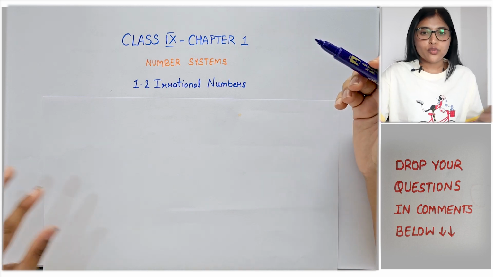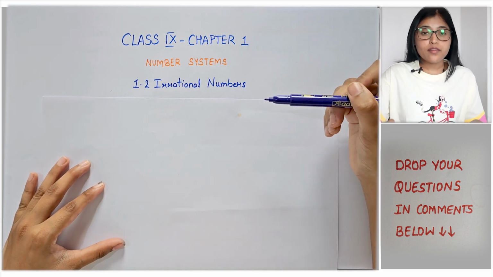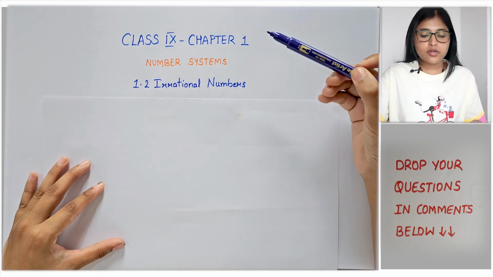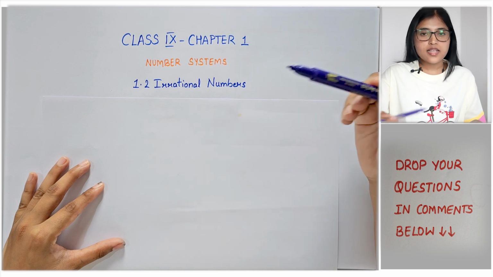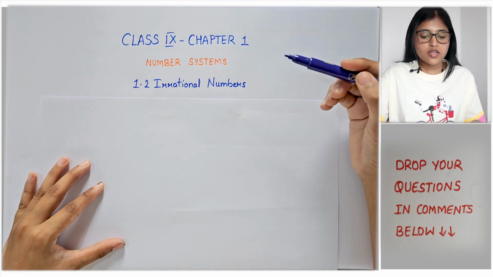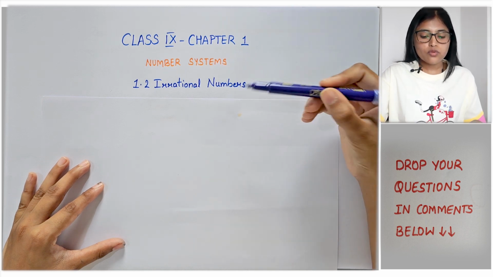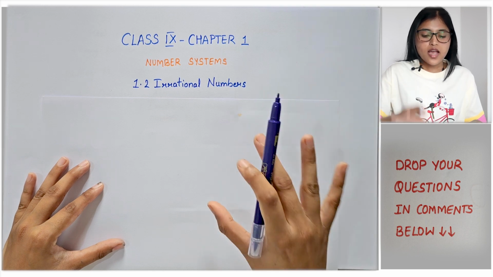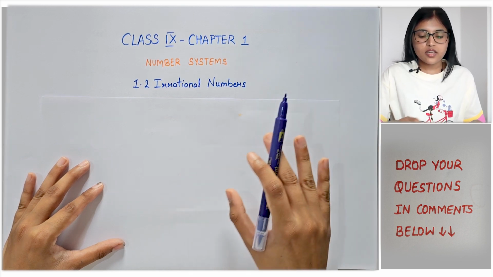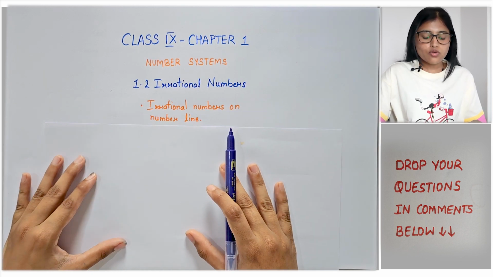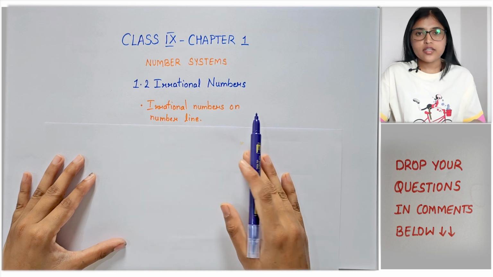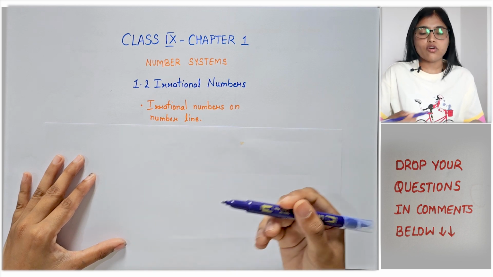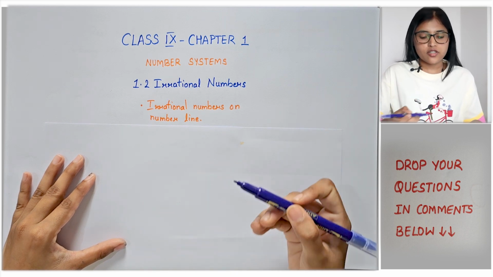In today's video, we will be doing part 1.2 in chapter 1, Number Systems, of class 9 CBSE mathematics. This part 1.2 is called irrational numbers, and in today's video we'll be discussing irrational numbers and also learning how to plot irrational numbers on the number line, or how to show an irrational number on the number line.